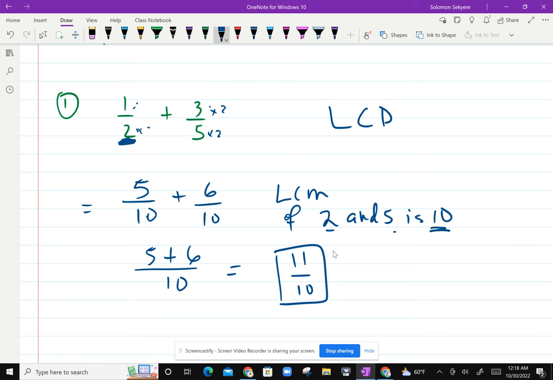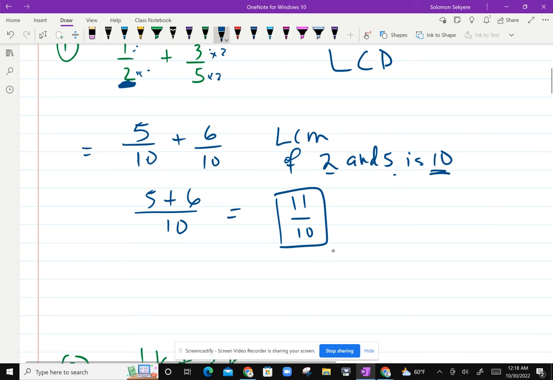Now that I have the same denominators, all I have to do is add the numerators. So it becomes 5 plus 6 over 10, which is 11 over 10.